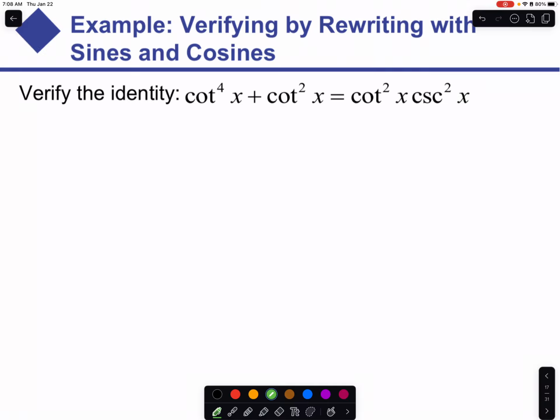I'm tempted to use u substitution, like let u be cotan squared. Let's just follow that train of thought. So I'm going to say let u equal cotan squared of x. Right. So if that's the case, then that's going to give us what, u squared plus u, right? That's going to be, again, u squared plus u.